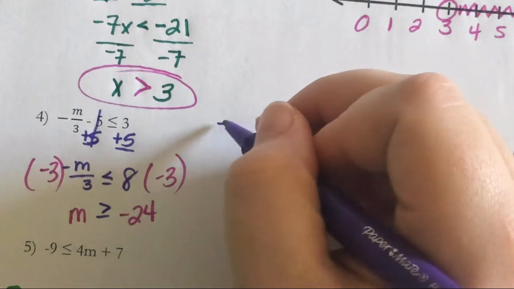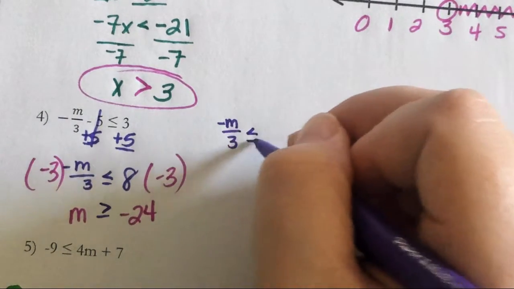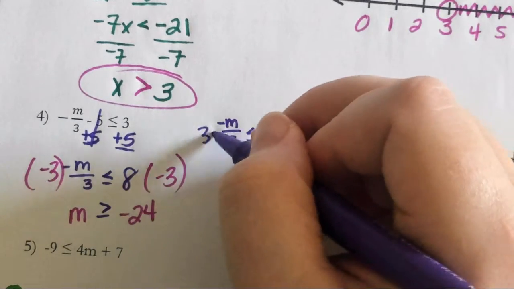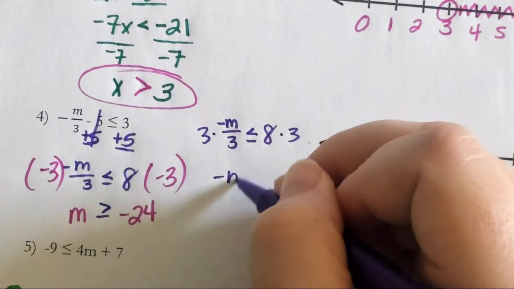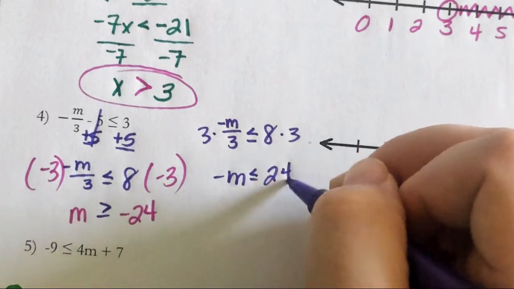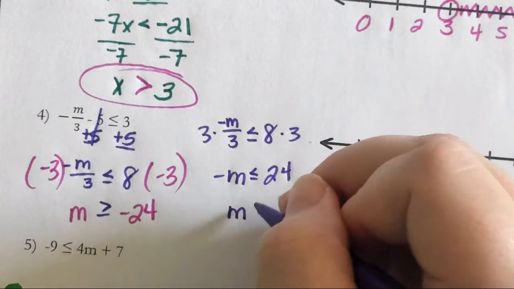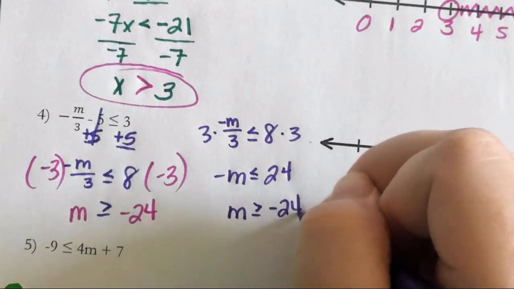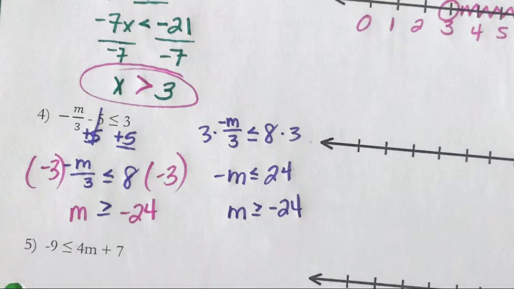Now, if you wanted to do this one differently, you do not have to be my twin. Eric said, hey, let's multiply by 3. We'll have negative m is less than or equal to 24. Then he multiplied by negative 1 and got m is greater than or equal to negative 24. You do not have to be me when there are multiple ways to get that same answer.